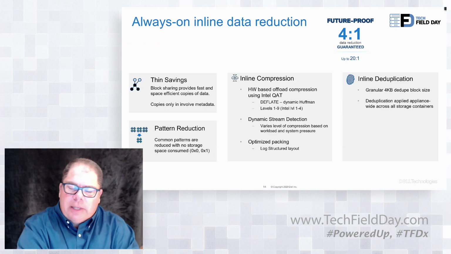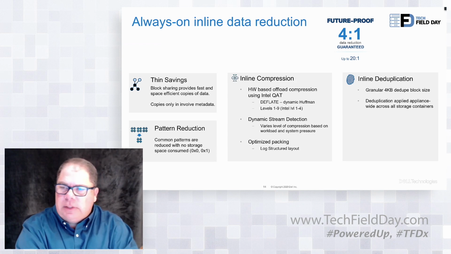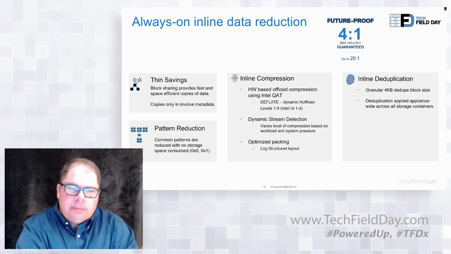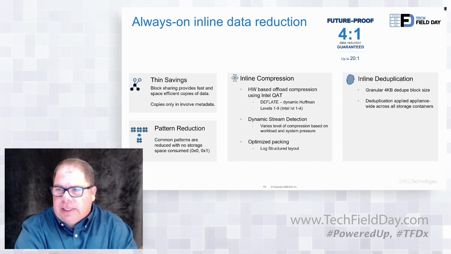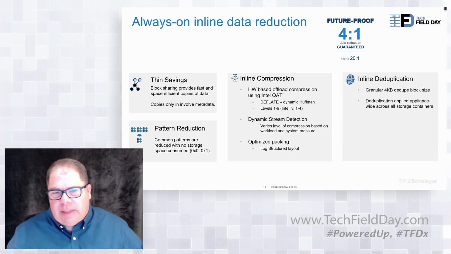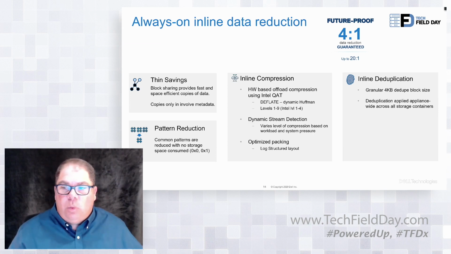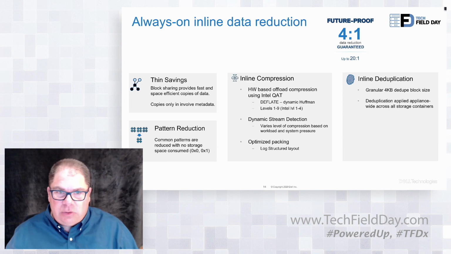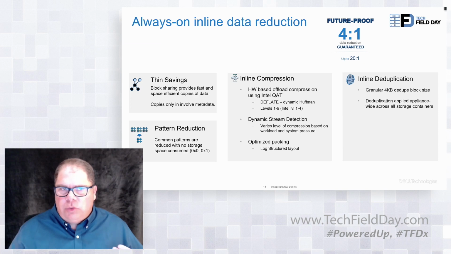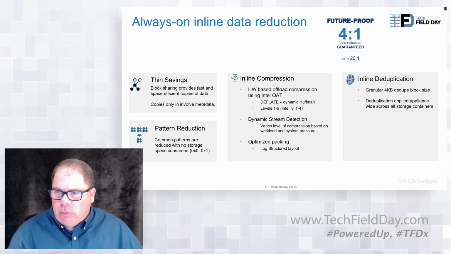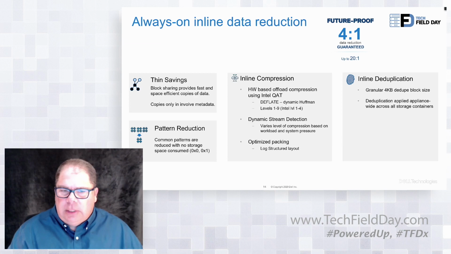For compression, we are using Intel's QuickAssist offload. It's using deflate with dynamic; there's both static and dynamic, and we're using dynamic. It varies between levels 1 and 4 in Intel's terms, which really equates to levels 1 through 9. We do have the ability to dynamically detect streams that aren't very compressible, and we will back off compression.